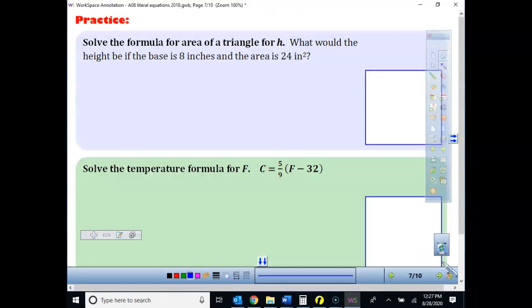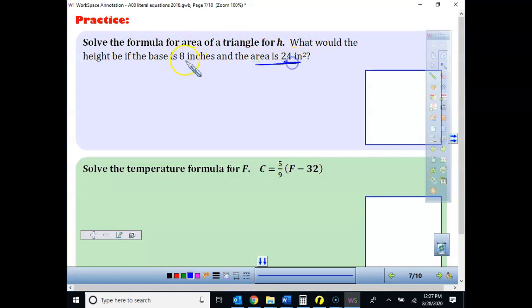Your last page of notes, again, I would like you to try and do these on your own. You might look up that area formula in the back of your book. Area for a triangle: what would be the height if the base is 8 and the area is 24 inches squared?